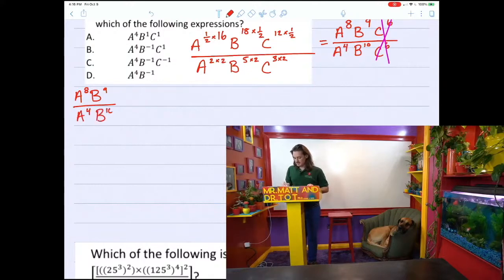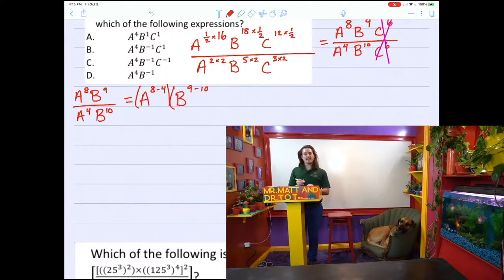So that's the same thing as a to the 8 minus 4 power times b to the 9 minus 10 power. 8 minus 4 is 4. 9 minus 10 is negative 1. So your answer here should be a to the 4th, b to the negative 1 power, which is answer selection D.